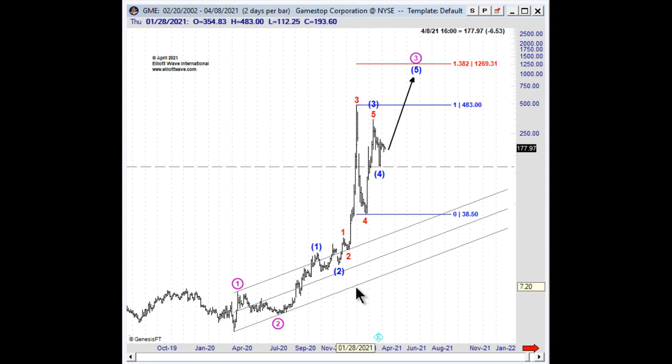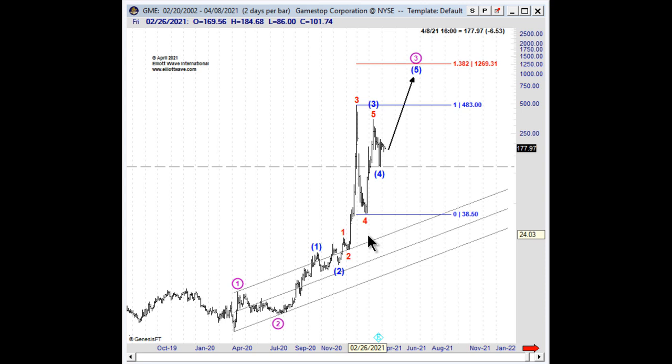I like this interpretation primarily for two reasons. If you're going to see an extended third wave, or wave 3 of 3, or even wave 3 of 3 of 3, which is what we saw in GameStop, this is what it should look like. Okay? Price action is the only thing that can confirm an Elliott wave count.